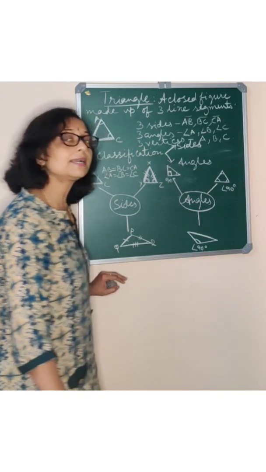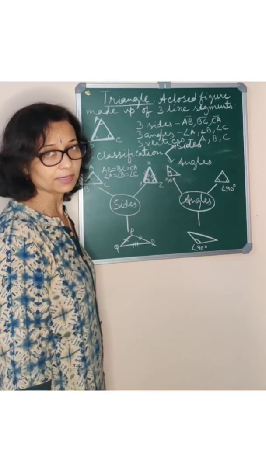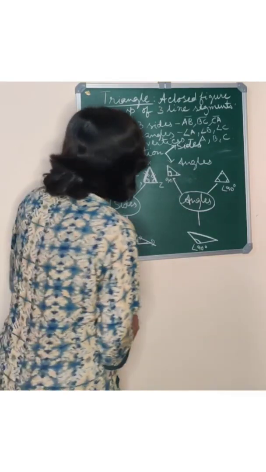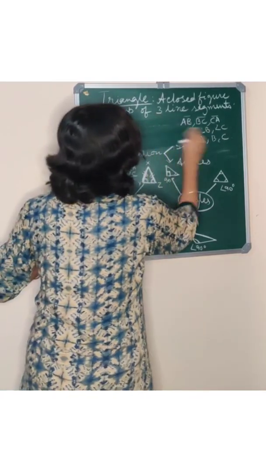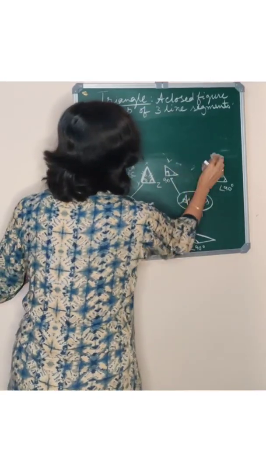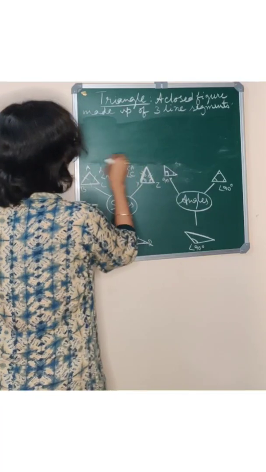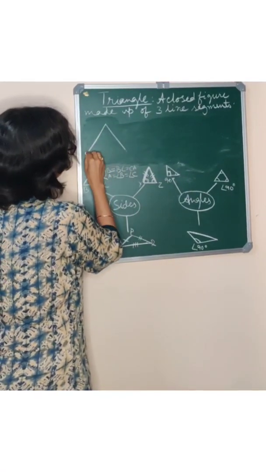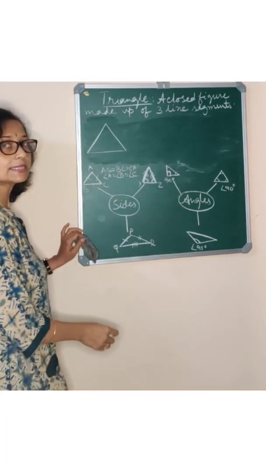Now children, let us do a small activity on what is an angle sum property. Let us understand what is an angle sum property. Now to understand that, let me draw a triangle. Now this is a triangle. Now in this triangle, what is the angle sum property?